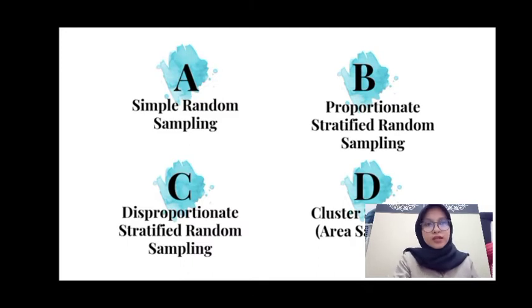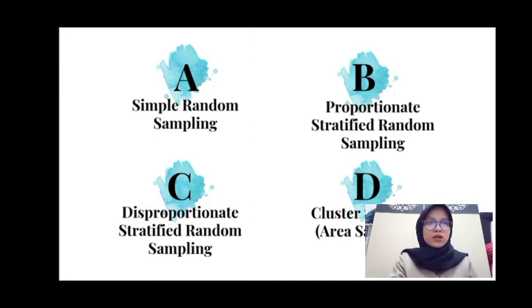C. Disproportionate stratified random sampling. Disproportionate stratified random sampling is used to determine the number of samples if the population is stratified but less proportional. The last is cluster sampling or area sampling.